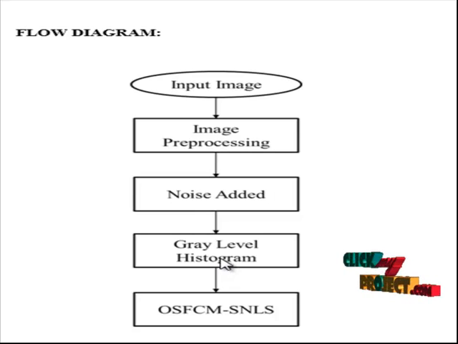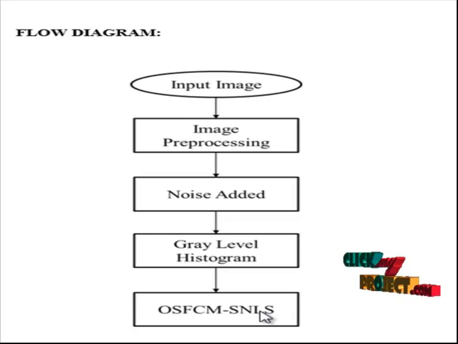The gray level histogram of an image represents the distribution of the pixels in the image over the gray level scale. It can be visualized as if each pixel is placed in a bin corresponding to the color intensity of that pixel. All of the pixels in each bin are then added up and displayed on a graph. This graph is the histogram of the image. The frequencies of all the intensity levels can be seen, and the image can be analyzed based on this. Finally, the OSFCM SNLS algorithm is applied to our gray level histogrammed image.